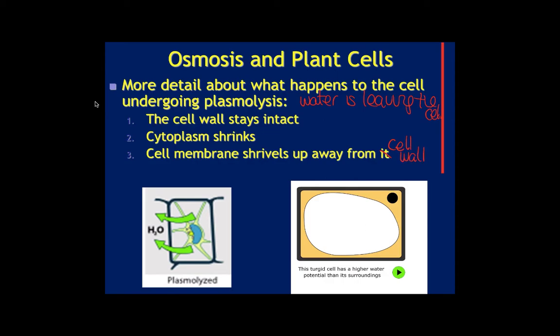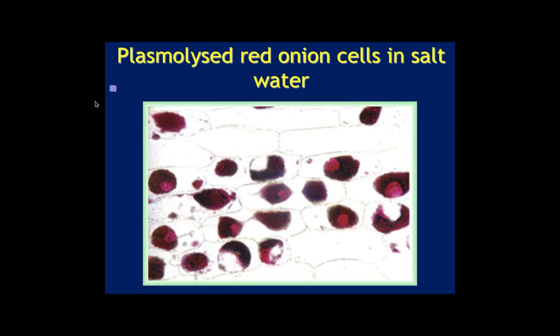You should never really use the word "it", you should always explain what it is. So here's just the example, water is leaving and the cell membrane has shriveled away from the cell wall. There's not that much water in there. This is what red onion cells look like if you put them into salt water. You can see that this is the cytoplasm and it's now all shriveled up.